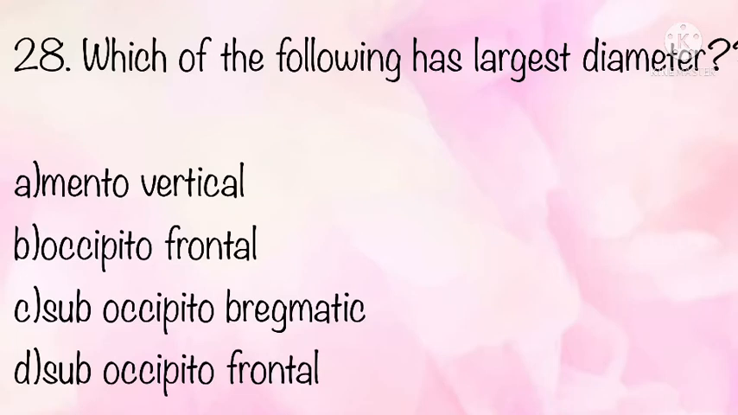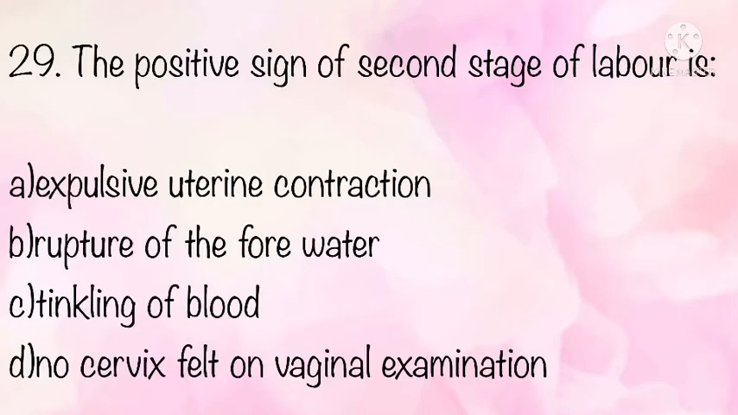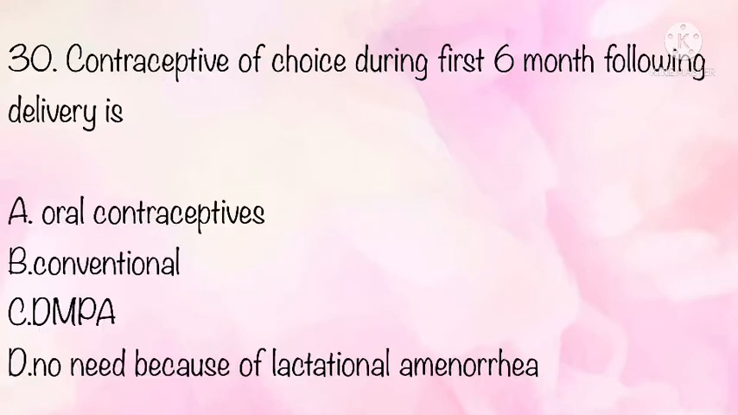Which of the following has the largest diameter? Mento-vertical, occipito-frontal, sub-occipito-bregmatic, sub-occipito-frontal. The correct answer is A, mento-vertical. The positive sign of second stage of labor is: expulsive uterine contraction, rupture of the forewater, tinge of blood, no cervix felt on vaginal examination. The correct answer is D, no cervix felt on vaginal examination.